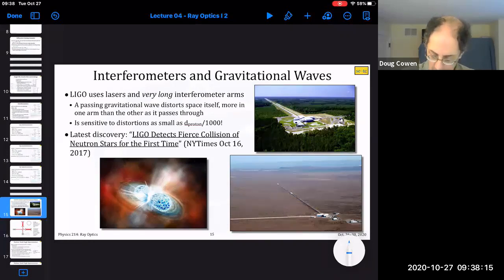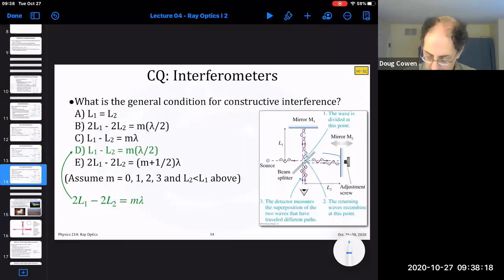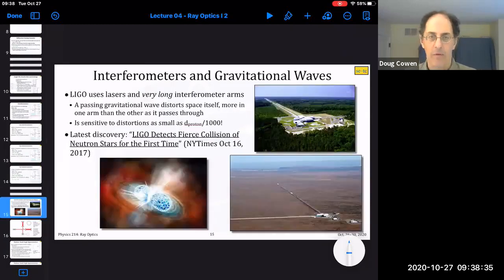I didn't define what an arm is, but in this diagram here, L2 is one arm and L1 is the other arm. And if you remember from that video I showed you, those arms in that tabletop experiment were sort of like 10 centimeters long. Here, the arms are 4 kilometers long. So these two photos on the right-hand side show the 2 different laboratories, one in Washington State and the other one in Louisiana, where they built 2 essentially identical interferometers, each with a pair of 4 kilometer long arms.